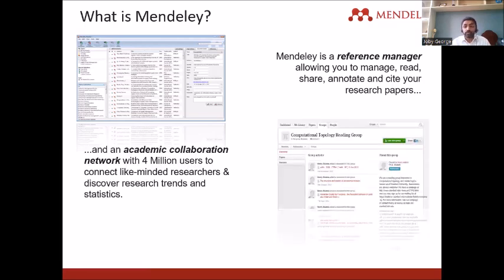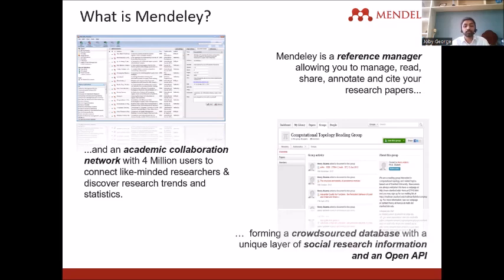Mendeley is also an academic collaboration network with 4 million users to connect like-minded researchers and discover research trends and statistics. Mendeley has been formed as a crowdsourced database with a unique layer of social research information and an open API.